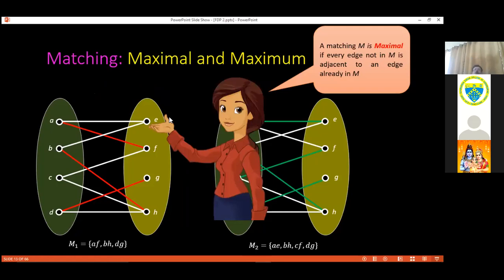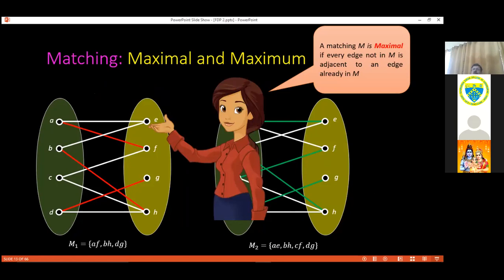Now, why am I declaring this a maximum matching? Because it saturates every vertex here. A matching which saturates every vertex is actually a maximum matching. The other maximal matching is not saturating everything; it will not saturate E, whereas this one saturates that vertex also.